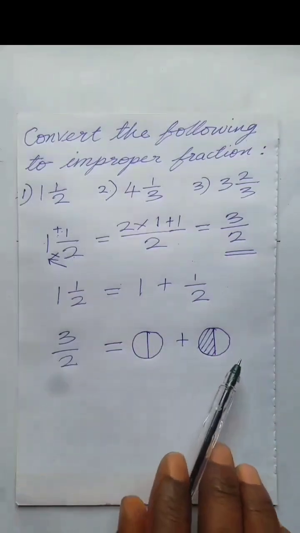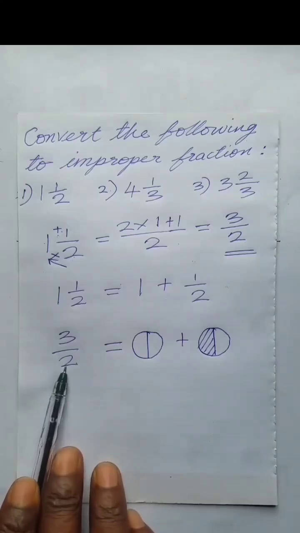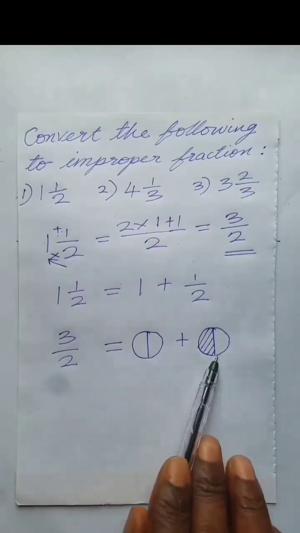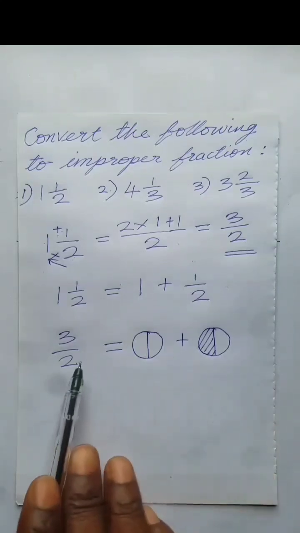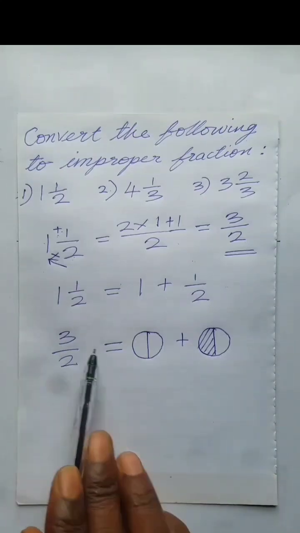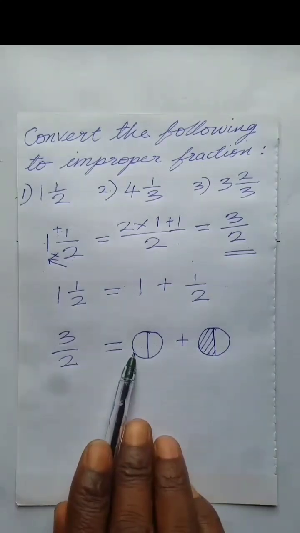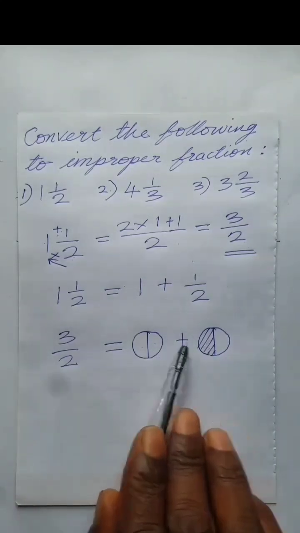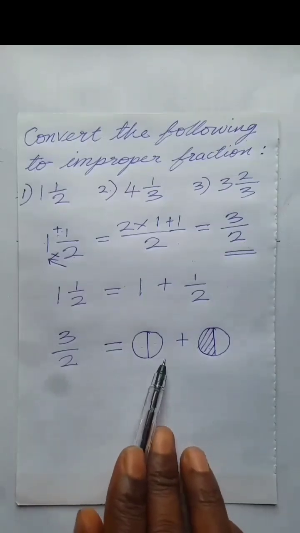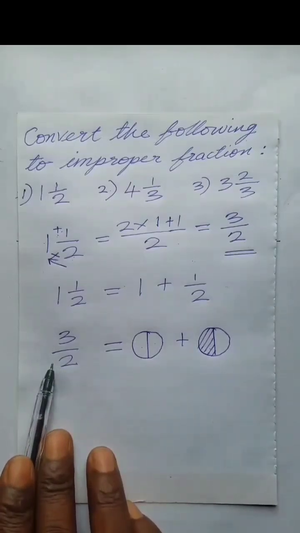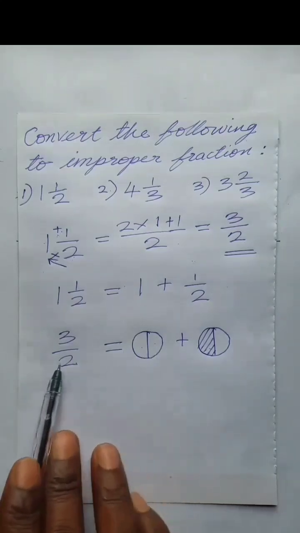I'm saying divide your oranges into 2. So I divide my oranges into 2. Even if I have 100 of them, I just keep dividing them into 2. And then I pick just 3 of them. 1, 2, and 3. That is how I get my 3 over 2. Remember, the denominator is always the number of places that whole thing has been divided into.